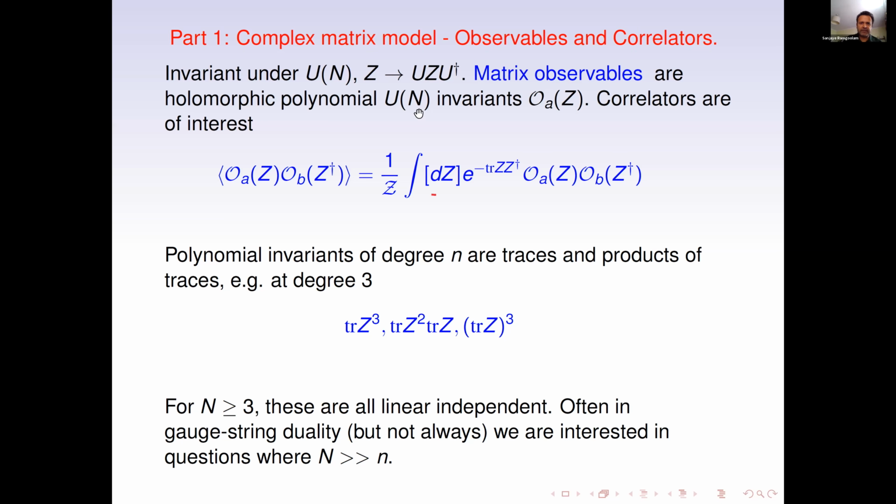For n, which is the size of the matrix, when that is bigger than or equal to 3, these are all linearly independent invariant functions. And often in gauge string duality, we will be interested in capital N bigger than little n, but not always. And I'll also be talking about finite n effects.